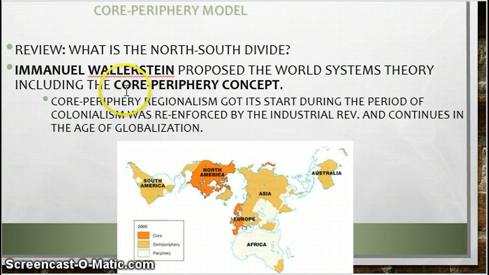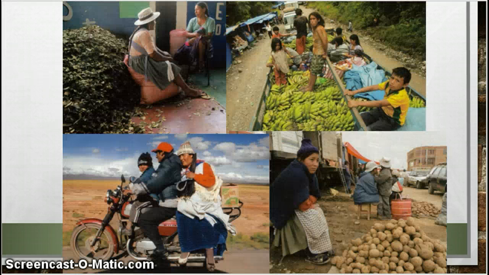Core periphery, just remember it's Wallerstein. It's part of this world systems theory he has, where there's certain countries that are the core countries. Those are the developed, and the developing are of course the peripheral countries. This really starts with the period of colonization, industrial revolution. So in each case, the ones that were first were the core, and the other ones were left behind.